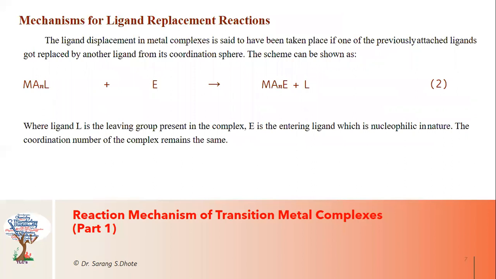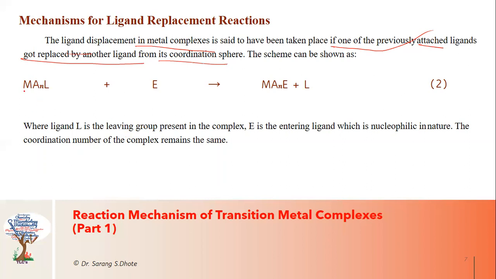Now, we start with the main portion, that is the mechanism of the ligand displacement. So, what is the ligand displacement reaction? Between metal and ligand, there is a bond that is known as the coordinate bond. If suppose ligand displacement in the metal complexes is said to have taken place when one of the previously attached ligands gets replaced by another ligand in the coordination sphere, then this is known as a replacement type of reaction. If the previous ligand is replaced by another new ligand, it is known as a replacement reaction.